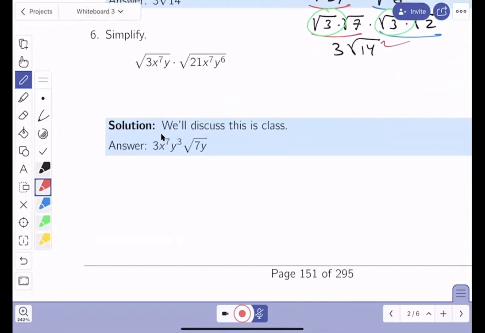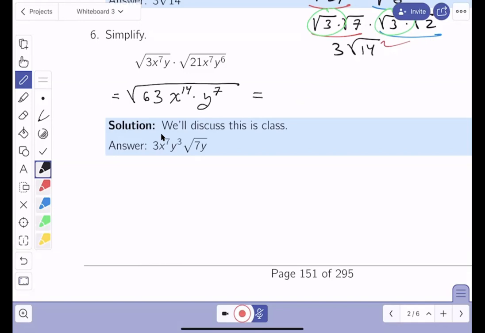I want to go through that with you, and I'm just going to do the multiplication. As I do that, I get something. 3 times 21, 63. All right, x^7 times x^7 is x^14. y times y^6 is y^7.